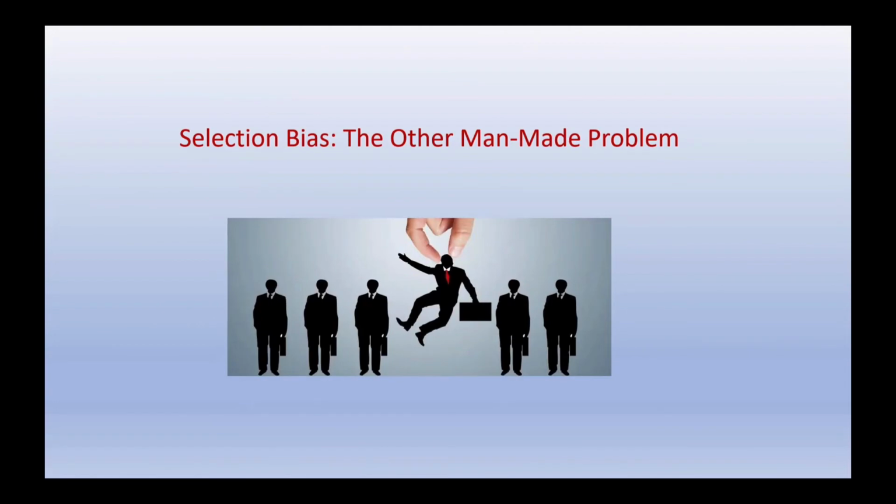So the second major bias that we face in these studies is selection bias. And I call it the other man-made problem because, unlike confounding, where we are dealt a lot of confounding variables, especially unmeasured confounders, in our data sets that sometimes we can't really do anything about because we simply don't have the data, selection bias is a bias that is created by investigators and it can easily be averted.